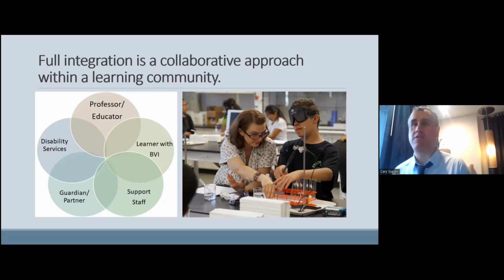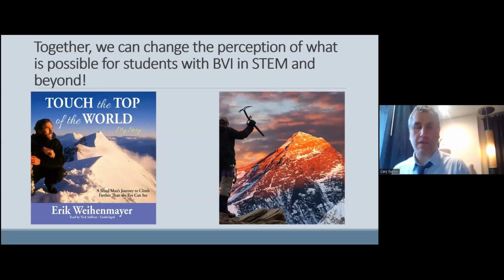And I want to reiterate one other point. Not every blind student works the same way. So you may have blind student A this year that's very independent, and then blind student B next year, and they tend to be a little bit more of a traffic hazard in the classroom. So together, we can change the paradigm of what is possible for students who are blind or vision impaired.